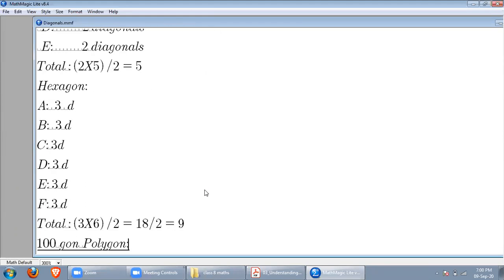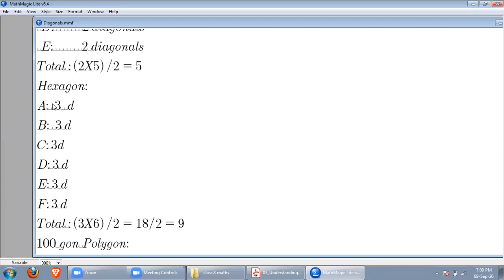For hexagon, since hexagon has 6 vertices, like the pentagon case, we have to omit 3 vertices from each vertex, because 2 adjacent vertices and the vertex itself.